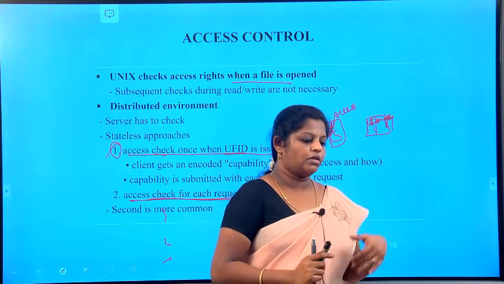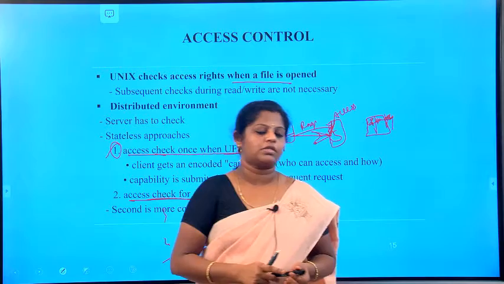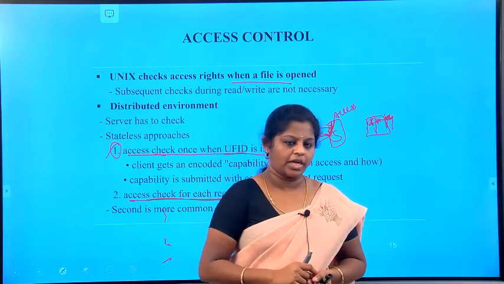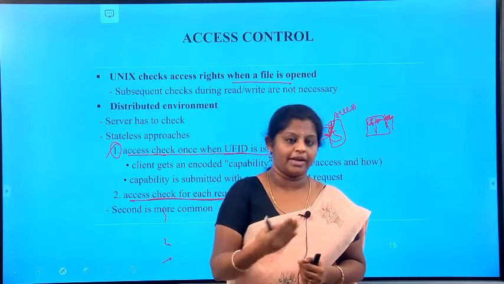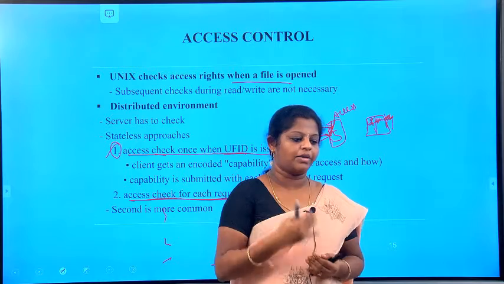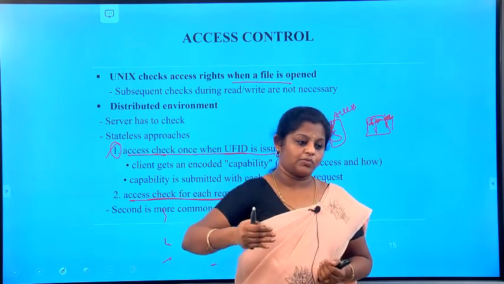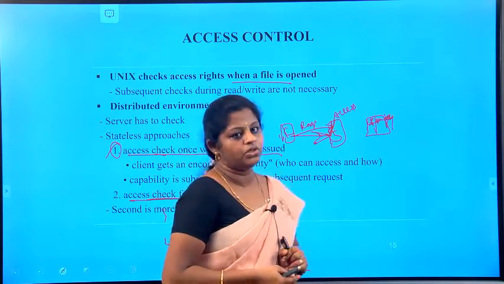And the results are encoded in the form of the capability, which is returned to the client for submission with the subsequent request. And here we have a user identity. I told you that the UFID is there, and that will be submitted with every client request. Every time the client is submitting a request, the identity should be submitted along with that, and the access checks are performed by the server for every file operation. So this is what generally we will do.